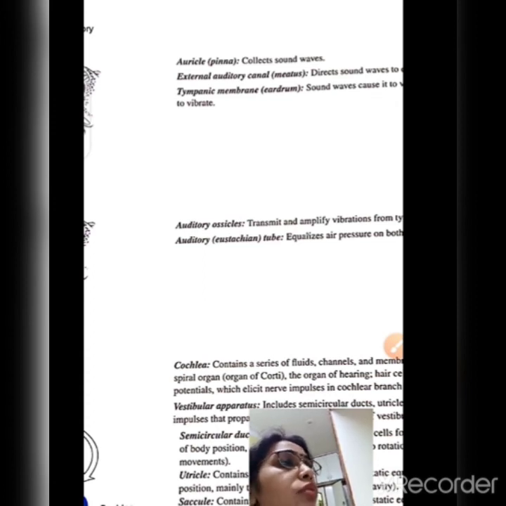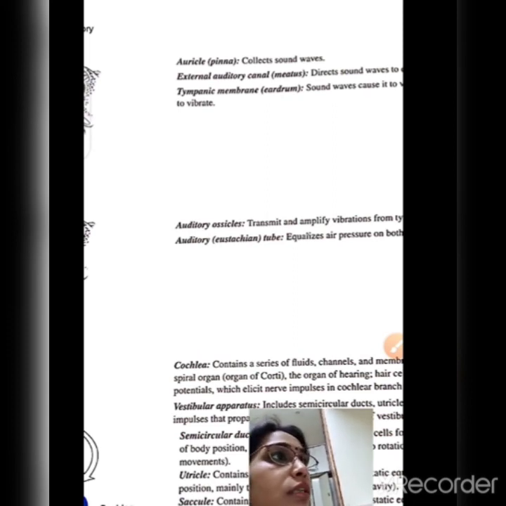The vestibular apparatus includes the semicircular ducts, utricle and the saccule, which generate nerve impulses that propagate along the vestibular branch of the vestibulocochlear nerve. It brings about the equilibrium. The semicircular ducts contain cristae, the site of hair cells for dynamic equilibrium, maintaining body position, mainly the head, in response to rotational acceleration and deceleration movements. The utricle contains the macula, site of the hair cells for static equilibrium, maintaining the body position in the linear head movement relative to the force of gravity. And the saccule contains the macula, site of hair cells for static equilibrium, maintaining the body position, mainly the head, relative to the force of gravity.